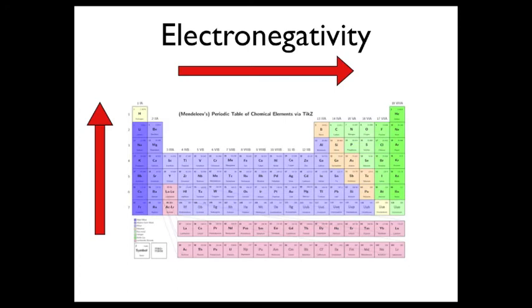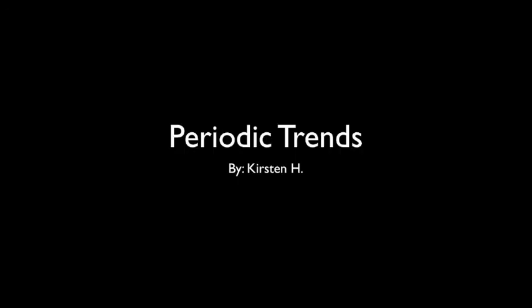It decreases down a family because the effective nuclear charge decreases, so the nucleus is farther away from the valence electrons. Though there are some exceptions, these are the general rules when it comes to periodic trends.